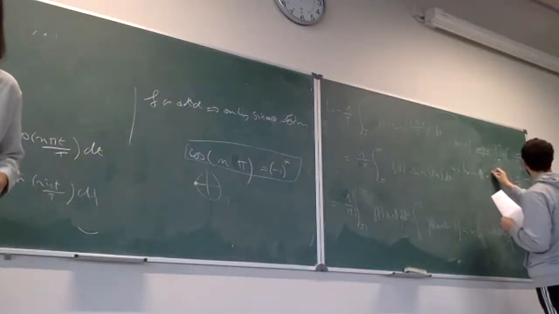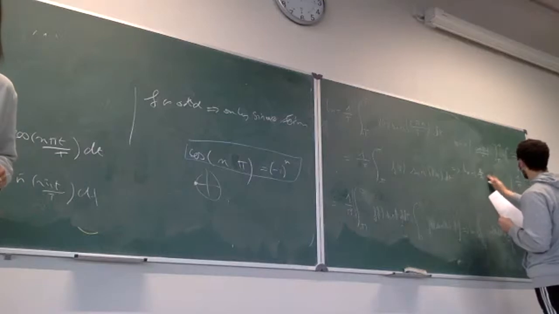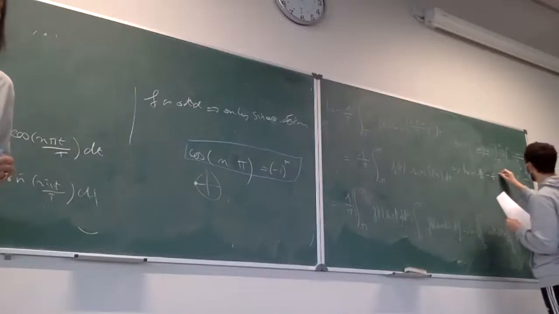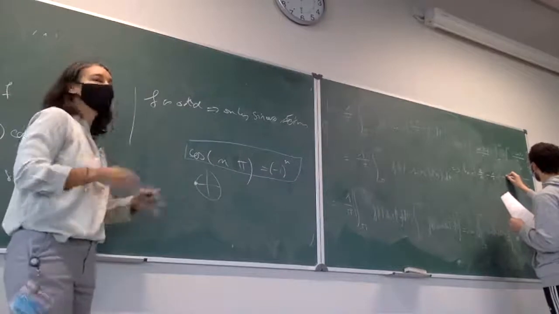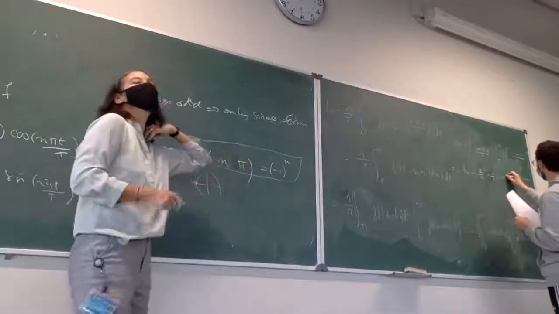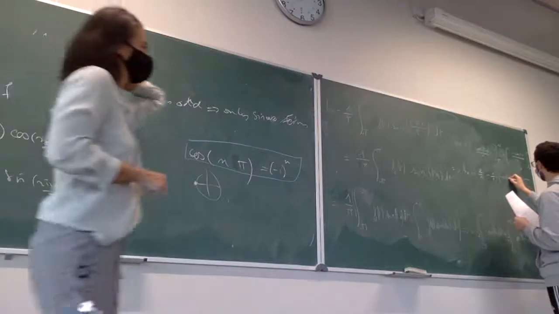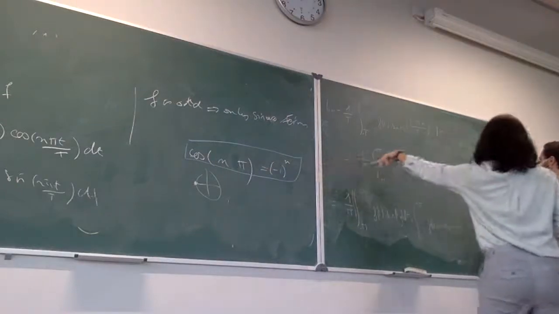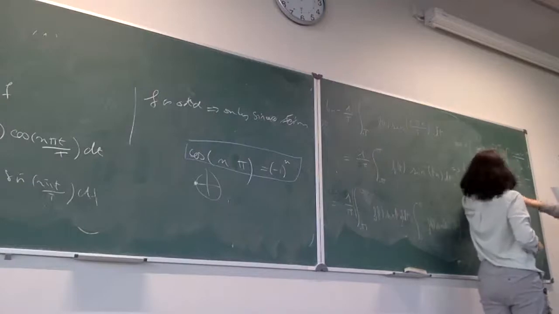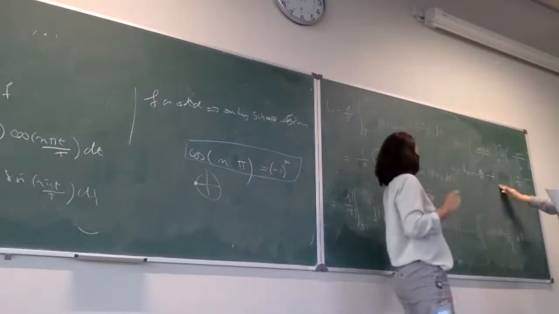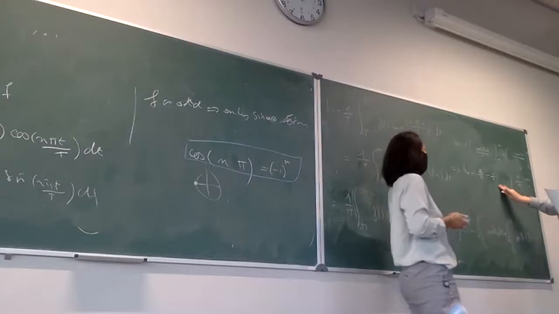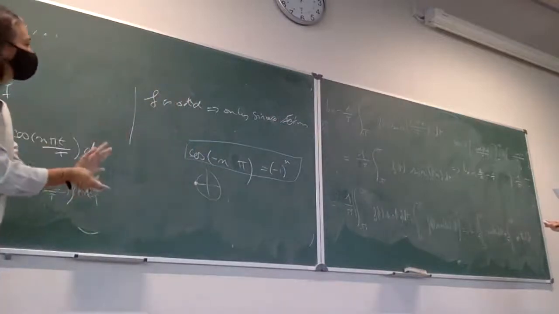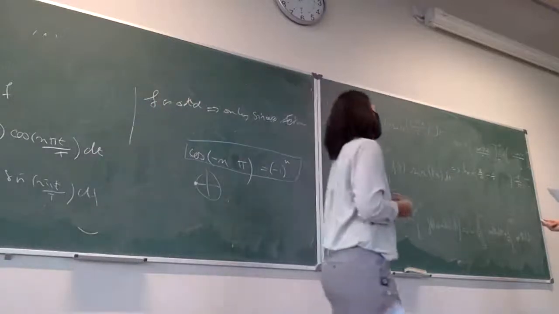So cosine of minus n pi isn't equal to minus cosine n pi? No, again, cosine is even. So if you plug in a minus, it's just going to be the same. If you have to compute cosine of minus n pi, it's the same as cosine of n pi, because that's an even function. So both are going to be (-1) to the n.